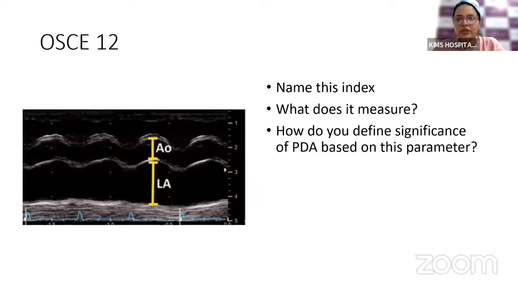So this is the last question of the day. This is an echocardiographic measure that is used for assessing the significance of PDA. Name this index, what does it measure, and how do you define significance of PDA based on this parameter?